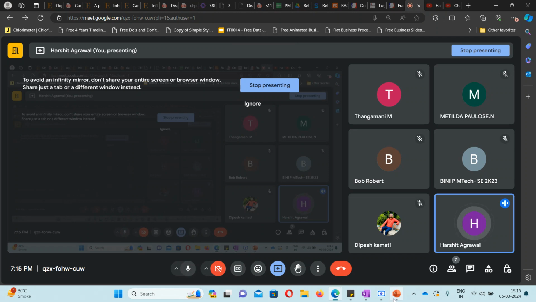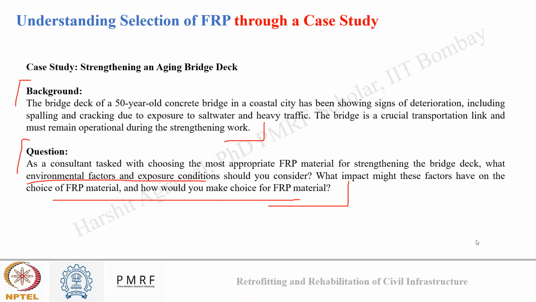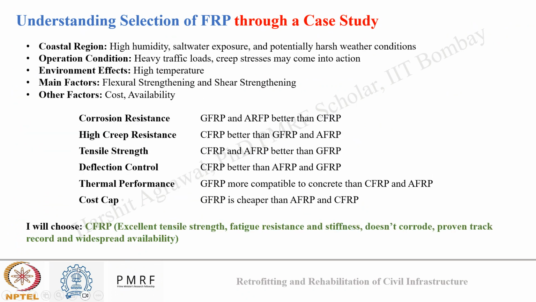Okay, so let's see the solution to this case study now. We know the background of the bridge deck. Now, based on this background, first is to list down what are the critical factors. The first critical factor is the coastal region. A coastal region will come with high humidity, saltwater exposure, and potentially harsh weather conditions.